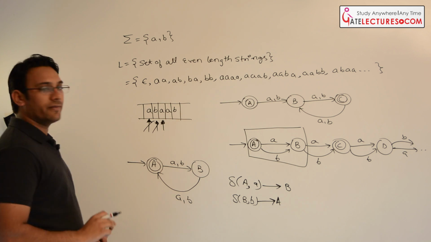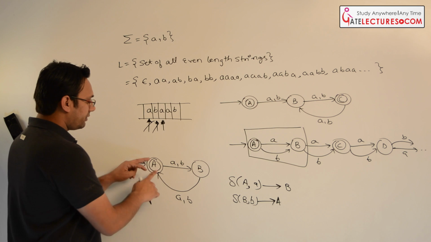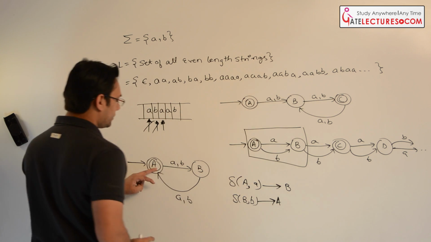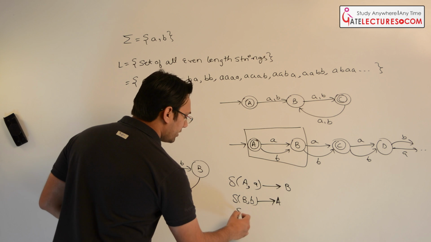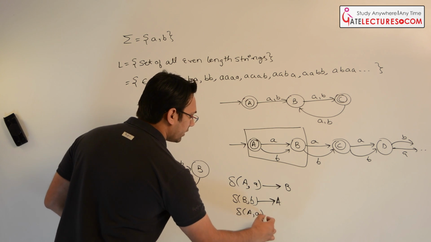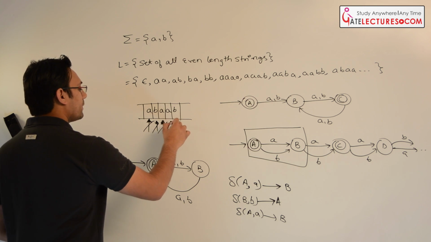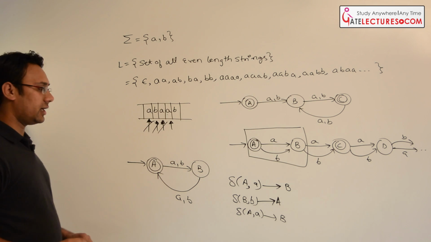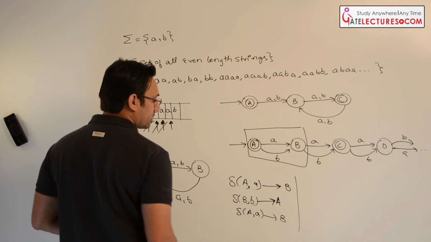Now we have the symbol A. After reading the symbol A, we are presently at state A, so we will make a transition to state B. Now we are reading the symbol small a again. We are at state B presently.